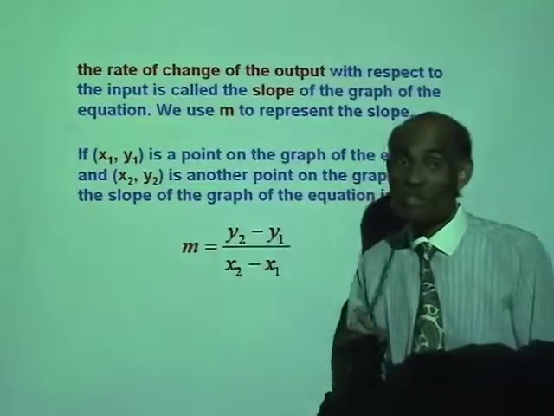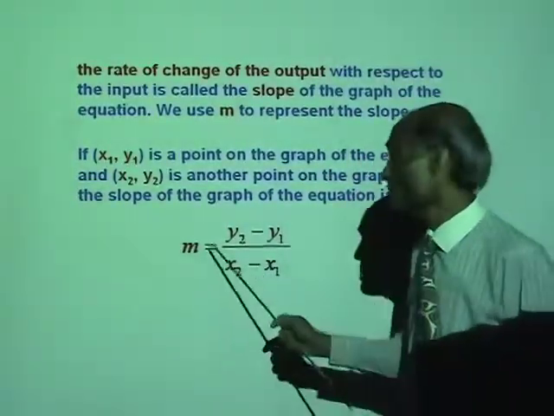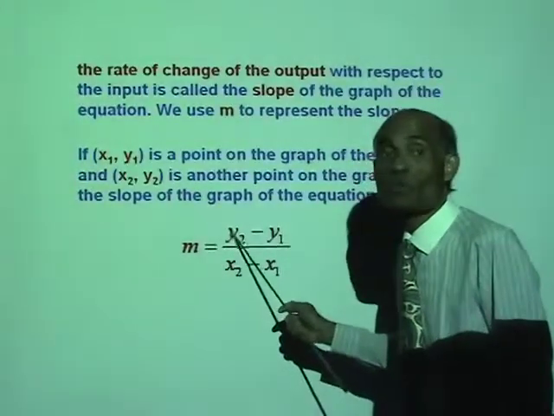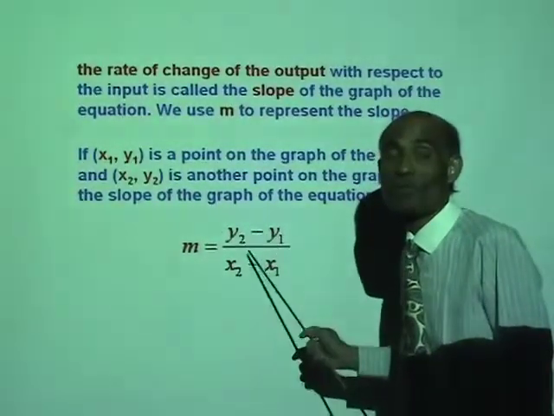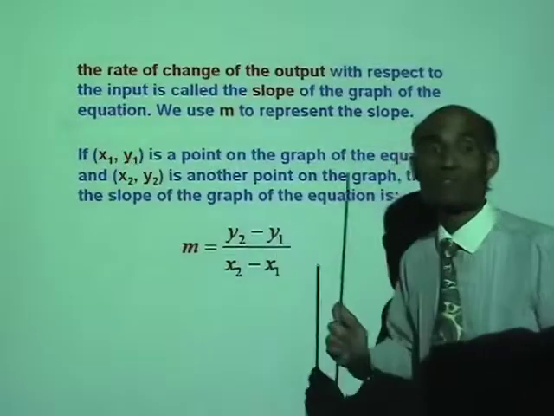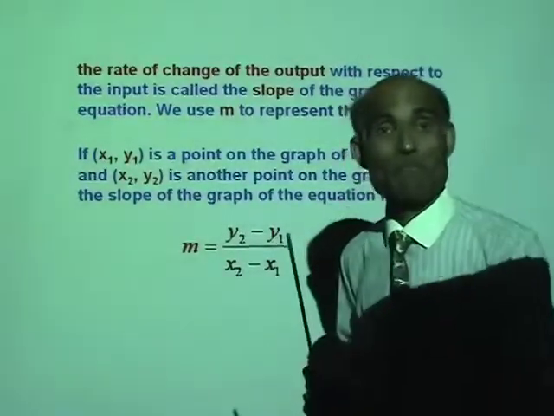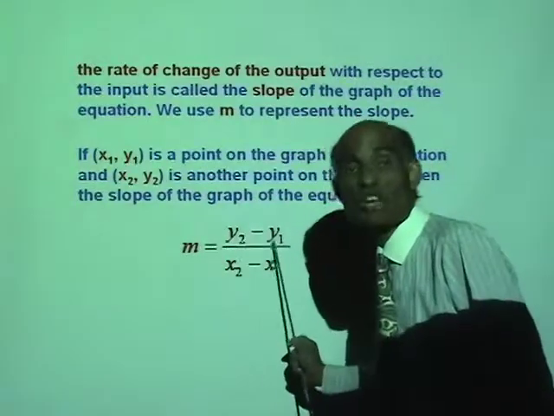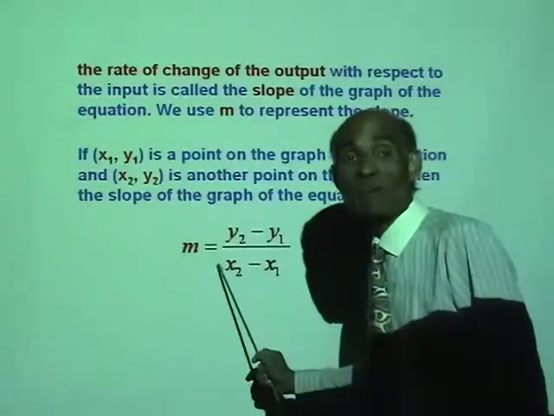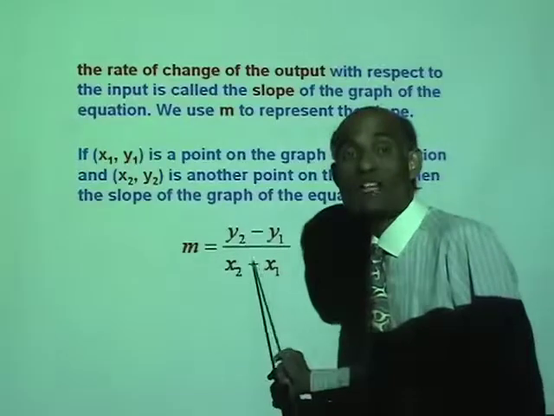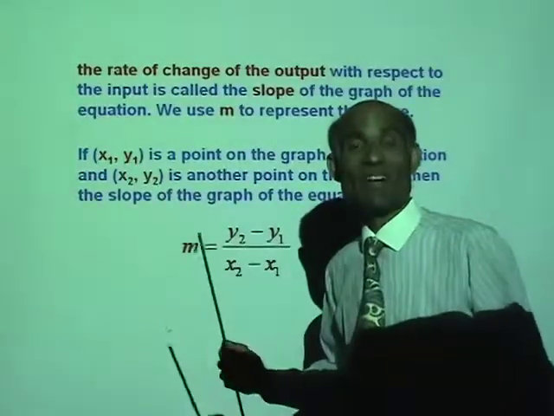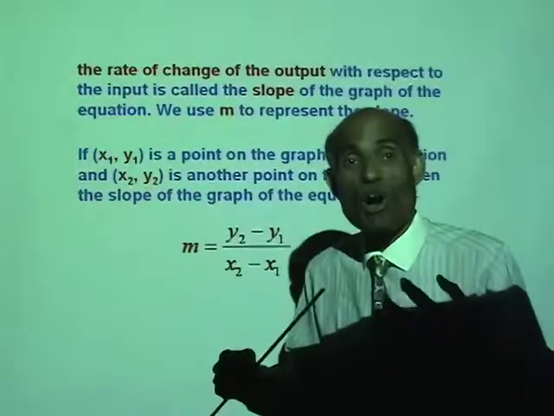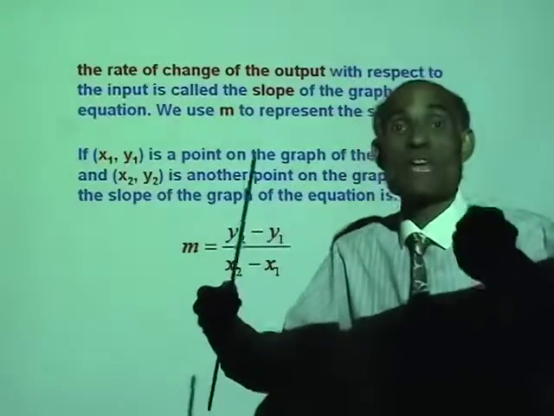I want you to understand the meaning of this. What does it mean? Slope equal to y2 minus y1 divided by x2 minus x1. It means it is a measure of the change in the output divided by the corresponding change in the input. In other words, it is a measure of the rate of change.